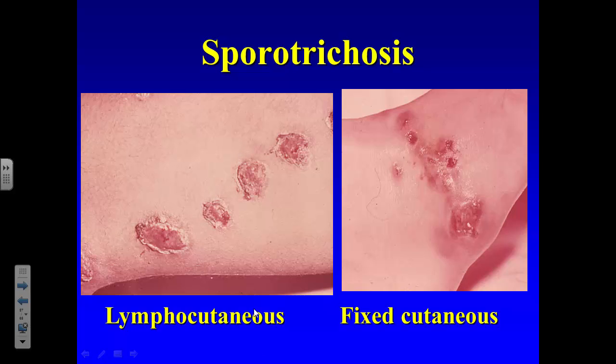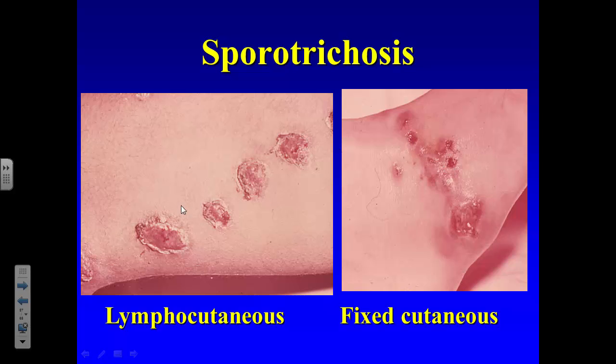Okay, so this is what sporotrichosis looks like. And here is the result of probably two or three stab wounds. It's also called rose thorn disease. It's a ubiquitous fungus that's found on lots of plants and in the soil. And if you get stabbed by a thorn, you might get this very painful lesion.